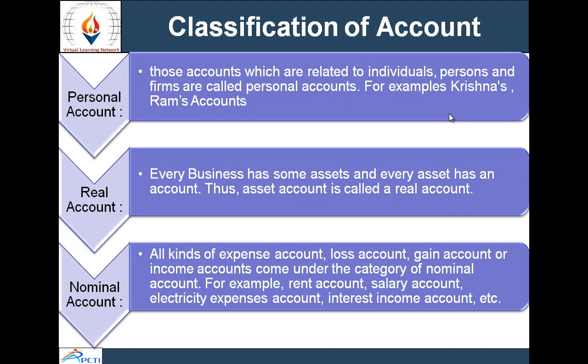All business transactions are broadly classified in three categories. Number 1 is those related to a person. Number 2 is those related to a property or assets. Number 3 is those related to income and expenditure. Thus, three classes of accounts are maintained for recording all business transactions. They are personal account, real account, and nominal account.